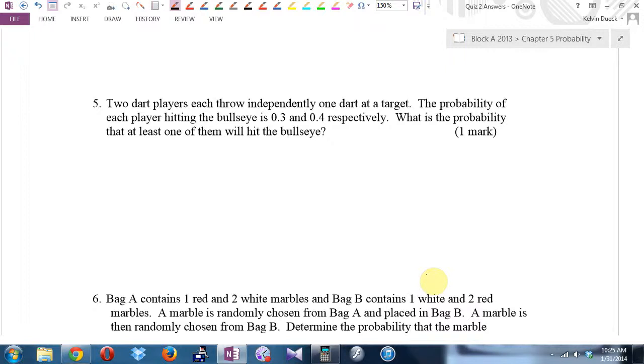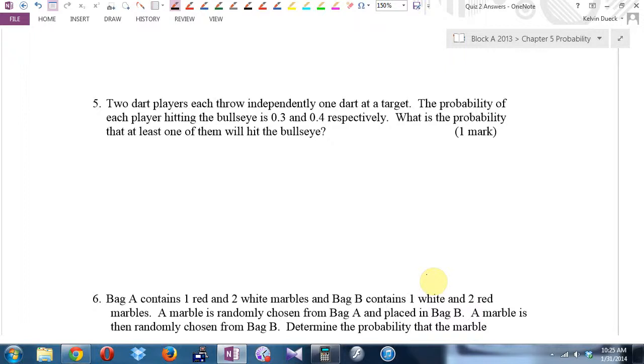In that order. In other words, the 0.3 goes with player 1, the 0.4 goes with player 2. Okay. Keep reading. What is the probability that at least one of them will hit a bullseye? So I'm going to go like this. Who's throwing first? Brandon, who's throwing first? Player one, okay?